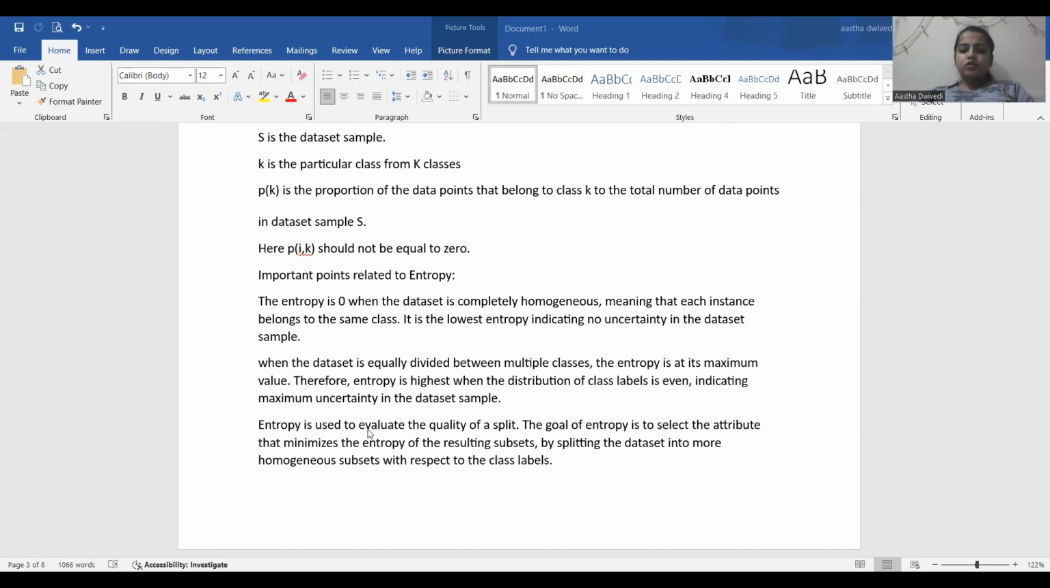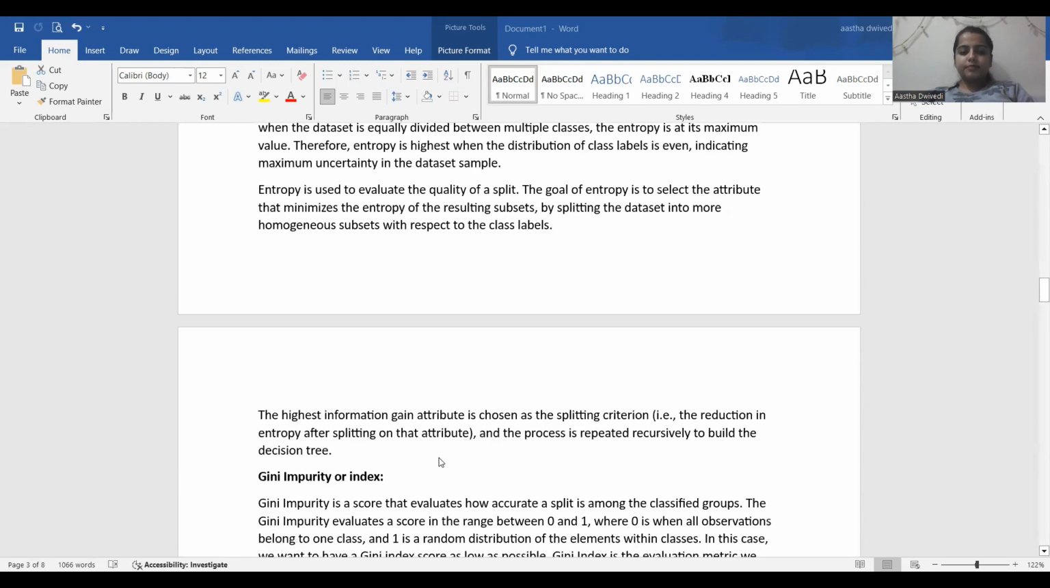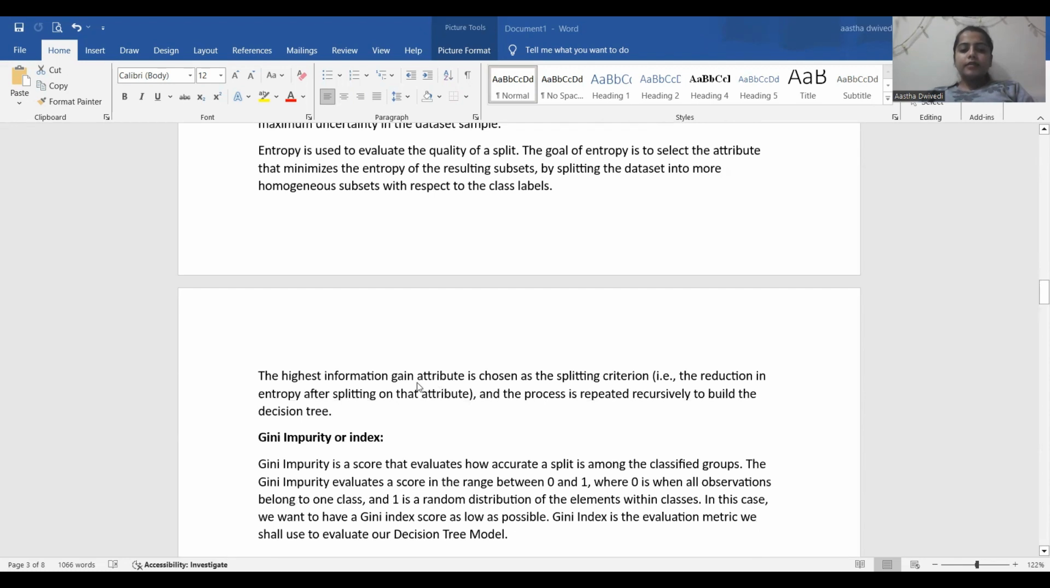Entropy is not used to evaluate the quality of a split. The goal is to select the attribute that minimizes the entropy of the resulting subsets by splitting the dataset into more homogeneous subsets with respect to class labels. The highest information gain attribute is chosen as the splitting criterion, that is, the reduction in entropy after splitting on that attribute, and the process is repeated recursively to build the decision tree.